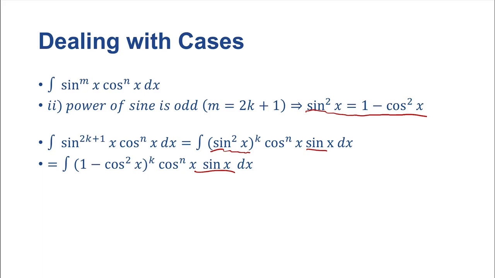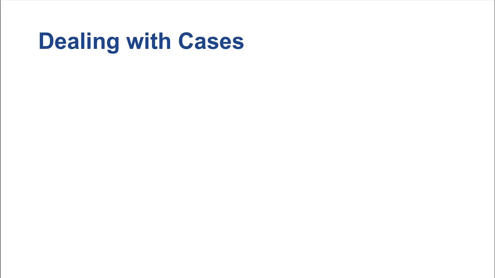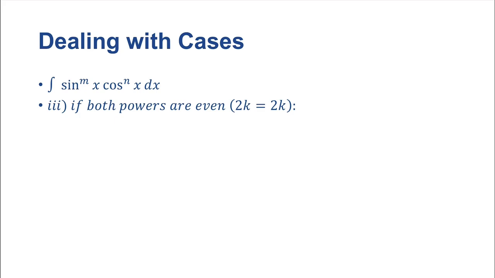Okay, so finally we have one more case to deal with. This case says that if we're dealing with the integral of sine to the m of x times cosine to the n of x dx, and both of the powers are even, then we are going to need to look at some other options, some identities that we want to apply.